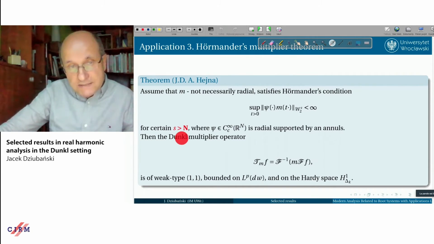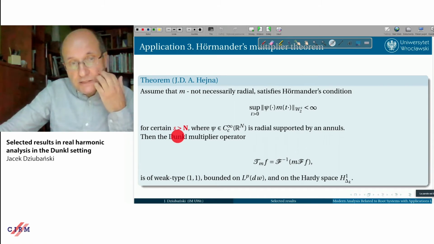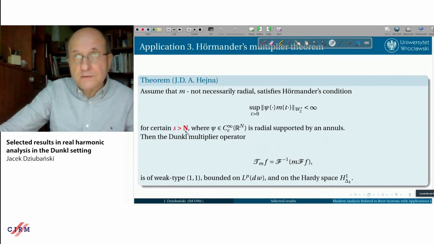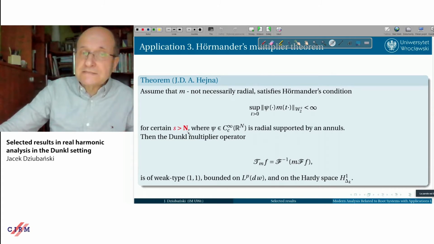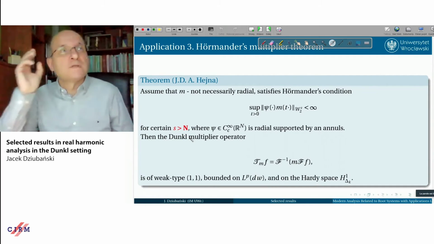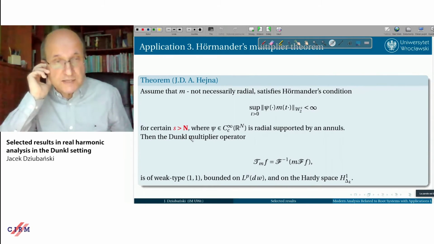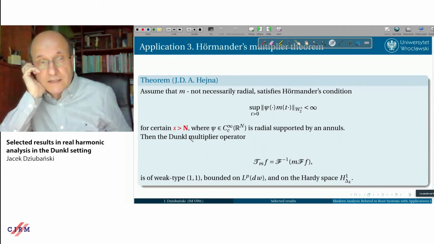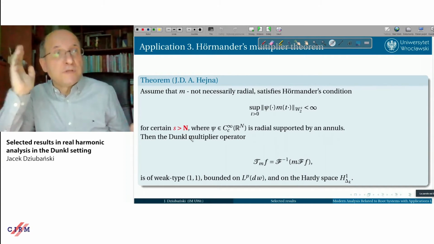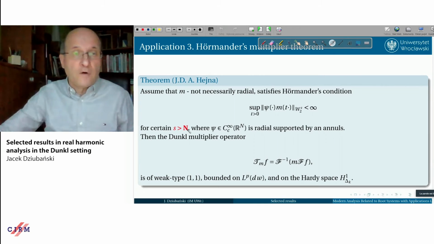Let me emphasize that we need more than the homogeneous dimension. Usually, we expect that half of the dimension suffices, but we cannot prove that half of the dimension suffices because we do not know that the Dunkl translations or generalized translations are bounded on L1. If they are bounded, then we know that half of the dimension suffices.